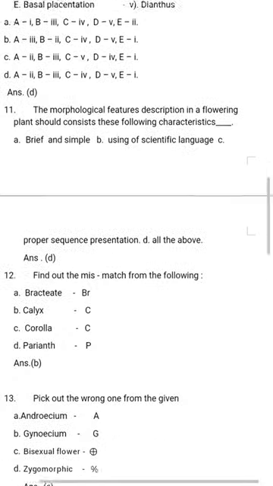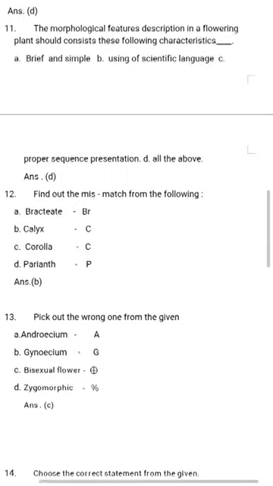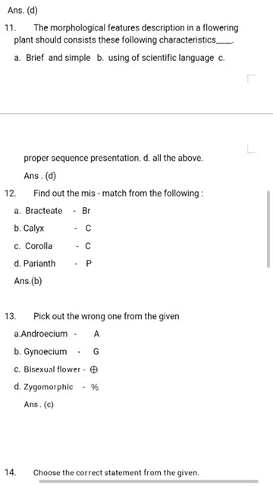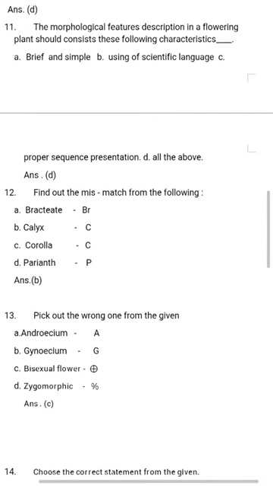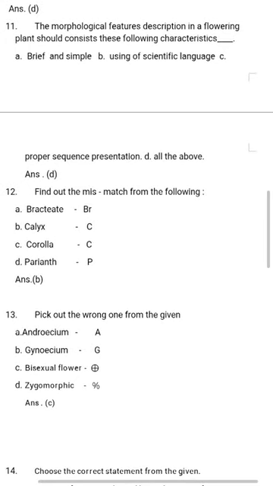Now let us discuss the 11th question. The morphological features description in a flowering plant should consist of the following characteristics. What are those characteristics? Let us see one by one. Option A, brief and simple. Option B, use of scientific language. Option C, proper sequence of presentation. Option D, all the above. So the correct answer for this question is option D, all the above.